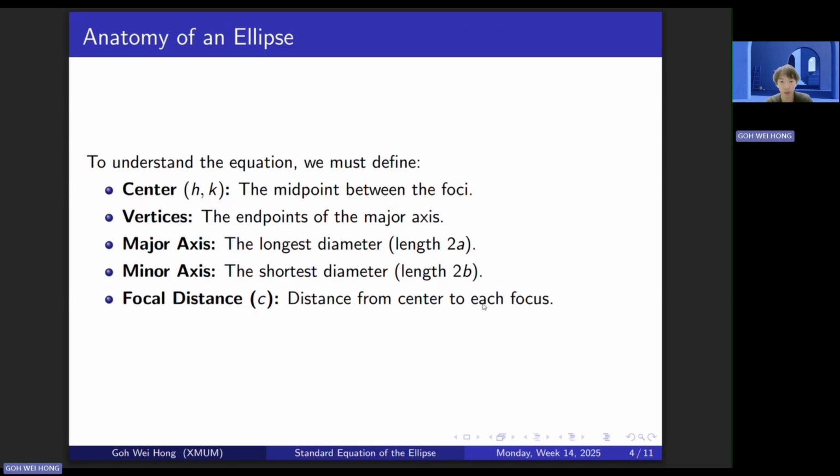Conversely, the minor axis is the shortest line through the middle. Its length is 2b. Lastly, c is the distance from the center to each focus. We will use these three letters a, b, and c to write our equation.